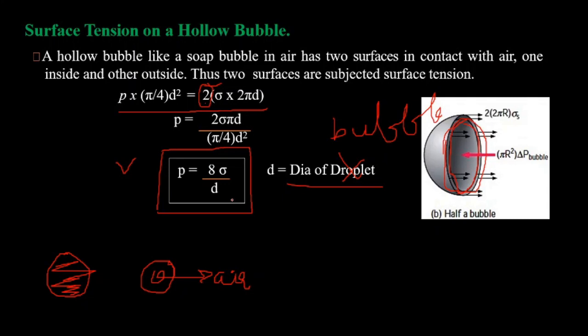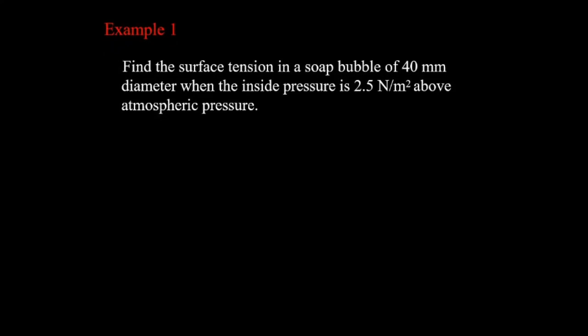So this was about the surface tension of the liquid droplet and hollow bubble. Next we shall see some of the examples. Find the surface tension in a soap bubble. See here, find the surface tension of a soap bubble. So it is about the bubble. We have to remember the formula for bubble, that is P is equal to 8 sigma by d. It will come to our mind whenever we see it in the question.